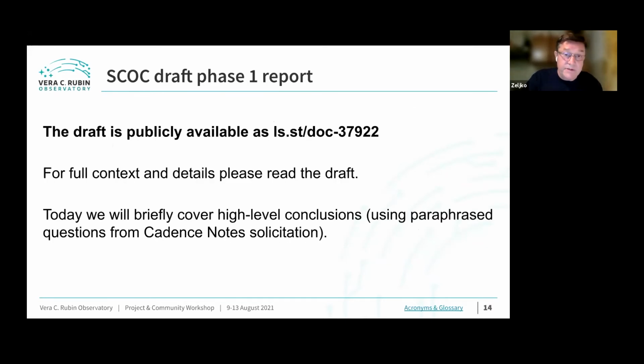Okay, finally, to the main topic of the presentation, this draft phase report. So it's about 14, 15 pages. There are many details there. It's linked at ls.st/doc-37922. You can get it there. Full context is given there in detail. I cannot go through the full report in every gory detail today, so I will just give you high-level conclusions.